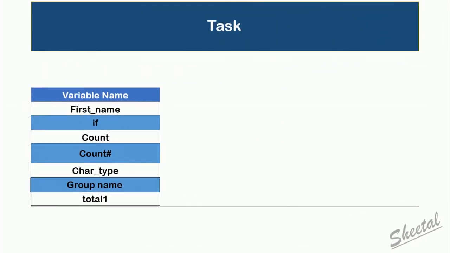Let's pause the video and do this exercise. Write down which variable name is valid and which variable name is invalid. If the variable name is invalid, then write down why this variable name is invalid.